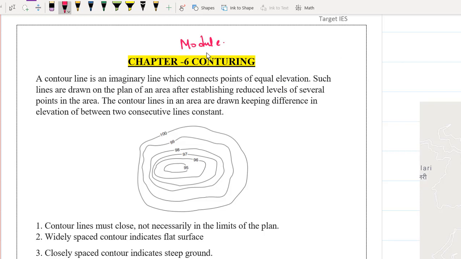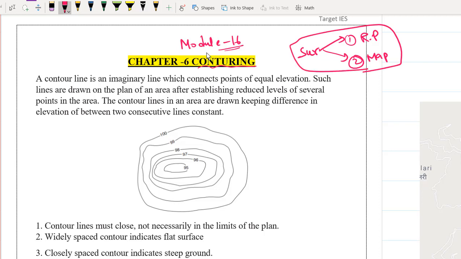Let us continue with module number 16, and in this module I am going to start a fresh chapter, contouring. Why do we need this contouring? Let us try to understand. I have told you from the very first module that surveying is just two steps. First, finding the relative position. Second, after finding that relative position, you have to draw it on a map. So once you finish these two steps, your surveying part is complete, right?